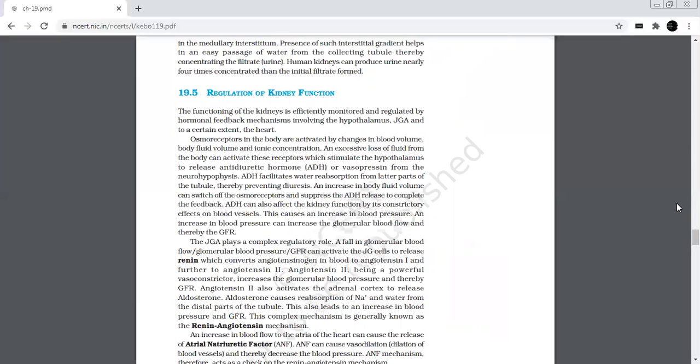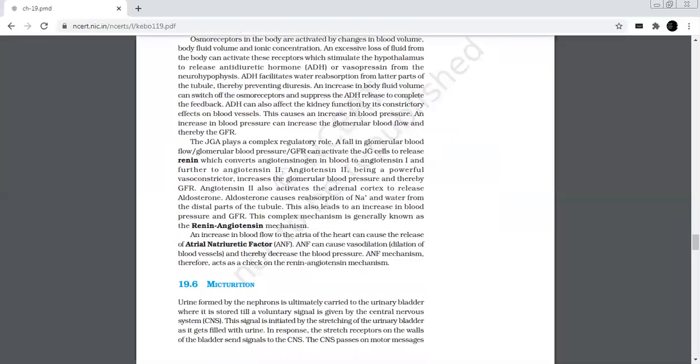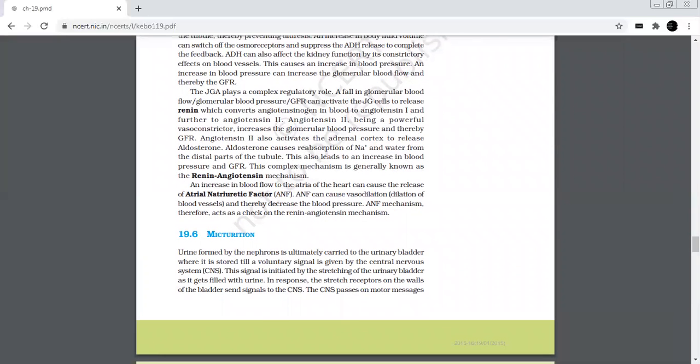Hormones act as important signaling molecules in controlling the regulation of water content in blood with the help of the kidney. The functioning of the kidney is efficiently monitored and regulated by hormone feedback mechanisms involving the hypothalamus. So, the function of the kidney can be seen under these headings: regulation by the hypothalamus and regulation by the juxtaglomerular apparatus.